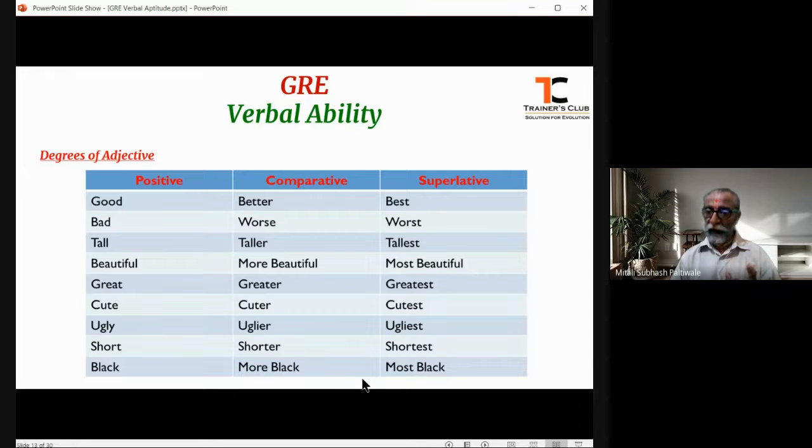It is not more worst, he is the worst. If you want to give the topmost level to that superlative degree, then it becomes the worst. It is not more worst. Right?